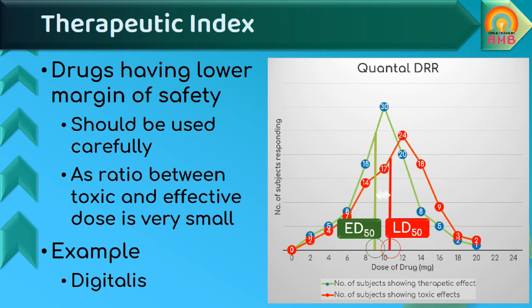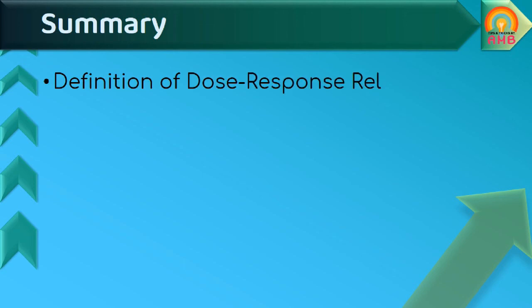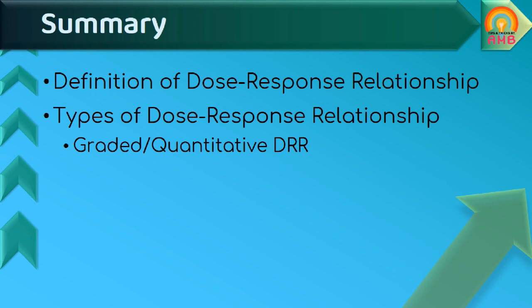Understood? Now it is time to summarize this presentation. In this presentation, we discussed about dose response relationship. As we increase the dose of a drug, amplitude of its response also increases accordingly. This relationship is called as dose response relationship. Then we had discussed about types of dose response relationships as graded or quantitative dose response relationship and quantile or all or none dose response relationship.